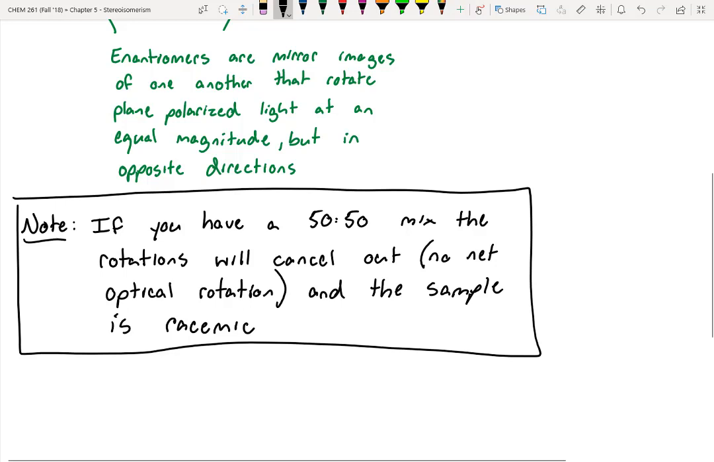How do you spell, is that enantiomers or enantiomers? Enantiomers, so I-O, yeah.